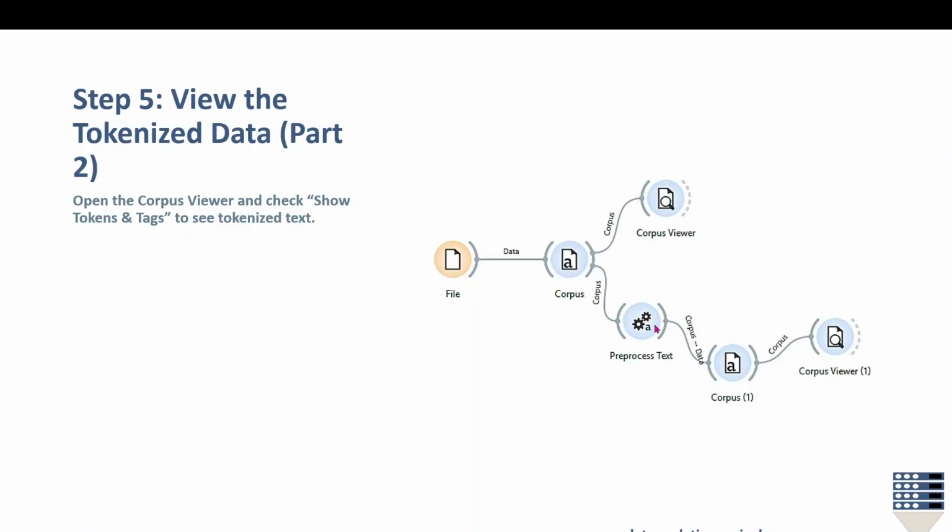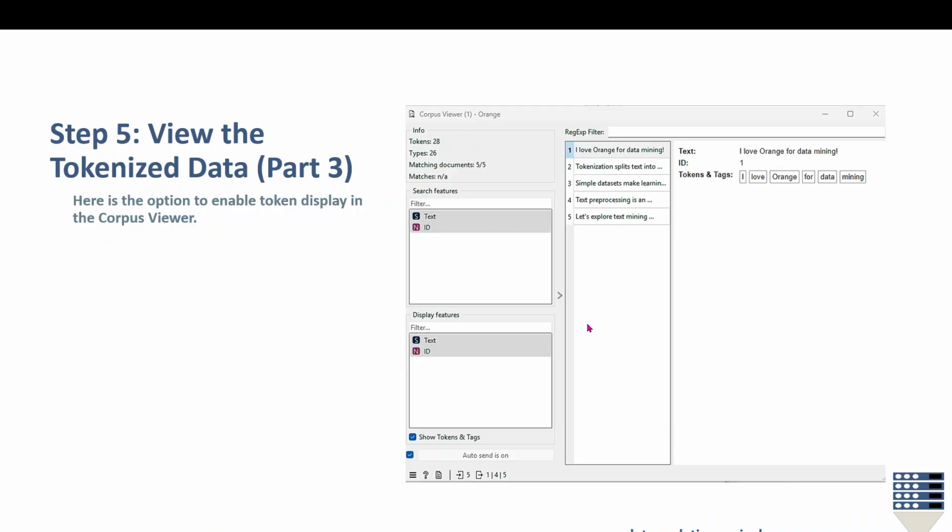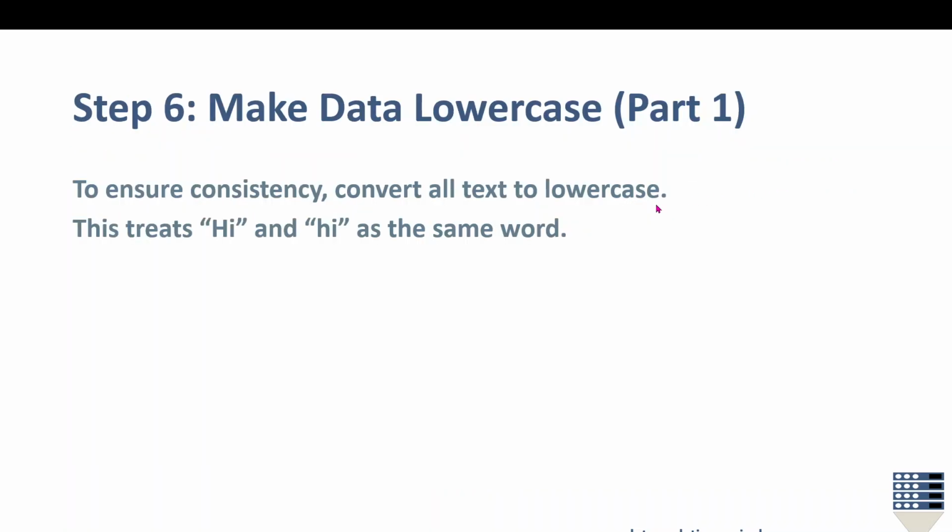I'm going to add a preprocessed text widget. I'll show you where that is. And then I'm going to flow it. The data flow goes from the corpus to the preprocessed text to the next corpus. And then we can view the next corpus. You have to have a corpus to view the corpus, if that makes any sense. So we're going to do this next. And then this is what the tokenized data is going to look like when we use the corpus viewer. And you can see that it's all broken up into the individual tokens. Okay. So let's go back into Orange and do this.